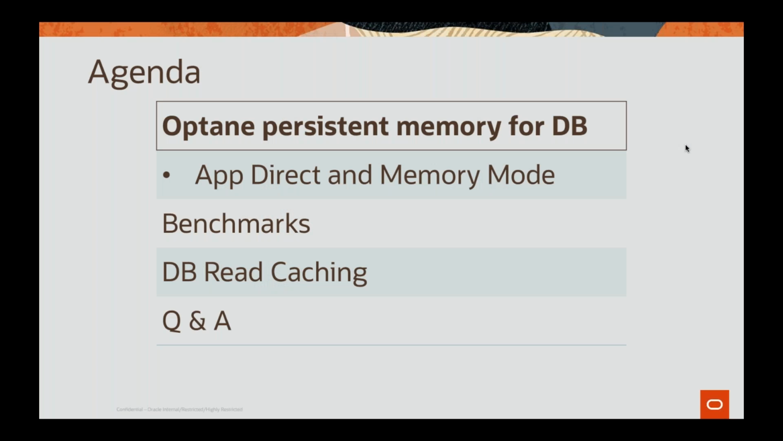I'm going to be talking a little bit about Optane persistent memory, app direct mode and memory mode, and some work we've done on that. I want to spend a lot of time covering some benchmarks. I wasn't sure whether this was going to be a nightmare. It turns out it's a dream, which is good news. And then we're going to see how we can apply this to database read caching. And I'm very happy to answer questions at the end.